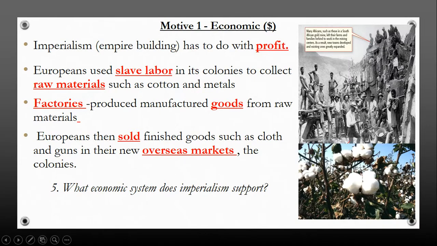Motive number one: economic. When we think about imperialism, the purpose is to gain profits in your country. So, Europeans used slave labor in its colonies to collect the raw materials, such as cotton and metals, and they used those raw materials in the factories which produced goods. Then the Europeans sold those finished goods back to those overseas markets in the colonies. What economic system does imperialism support?